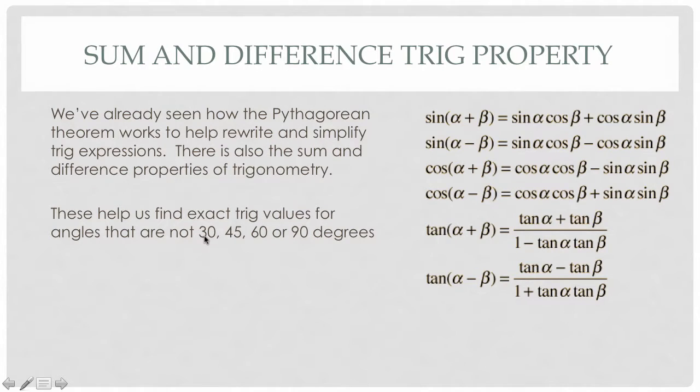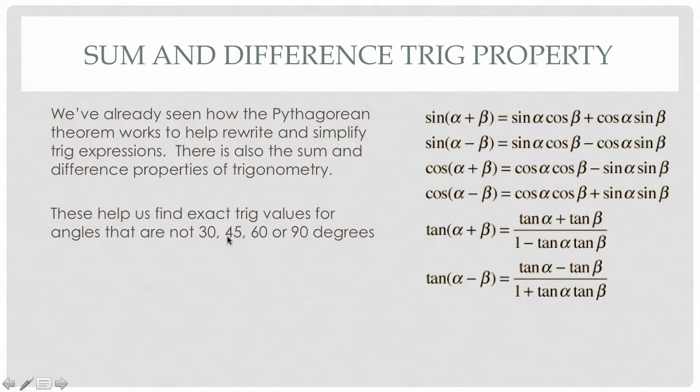We know from our unit circle and from our special right triangles, we can find 30 degrees, 45, 60, or 90 degrees, or any multiples of them. But what if I said, what is 50 degrees? Or what is 75 degrees?